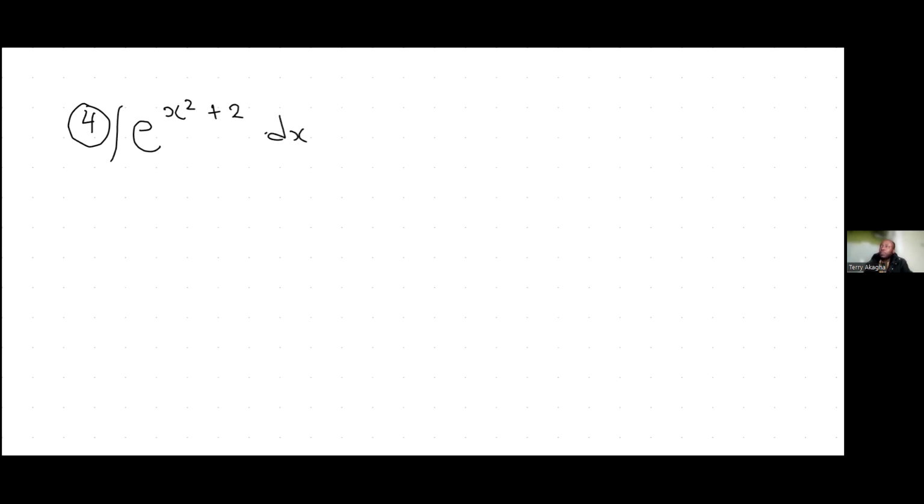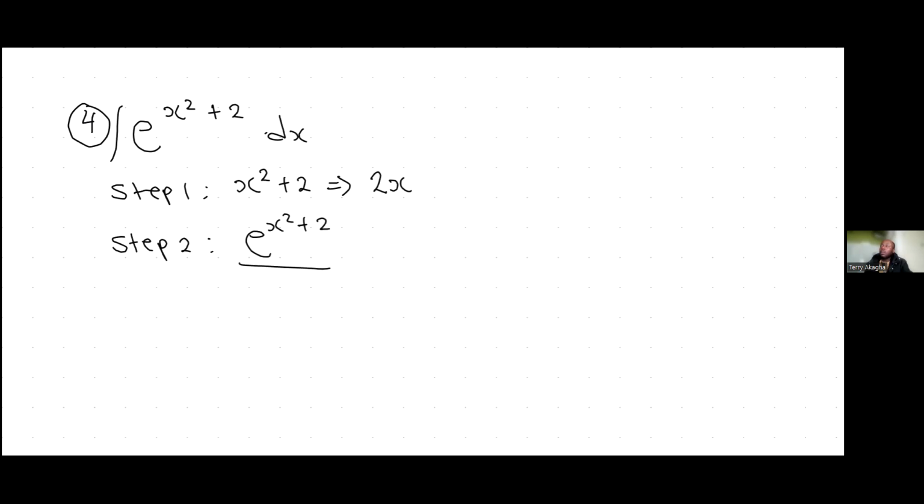So step 1. The power here is x squared plus 2. When you differentiate x squared plus 2, it's going to give you 2x. Step 2, we divide the original question, which is exponential x squared plus 2, by 2x. Then step 3, we now have exponential x squared plus 2 divided by 2x plus c. And that will be the answer for that. And that is how you do exponential functions.